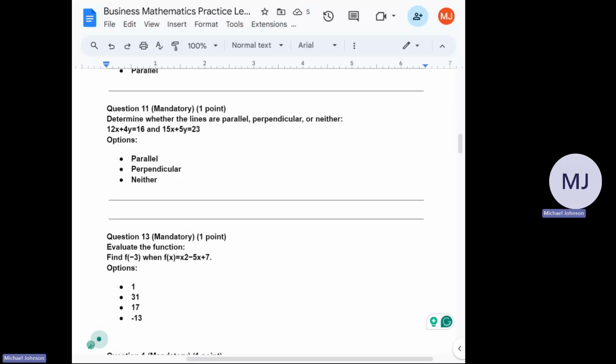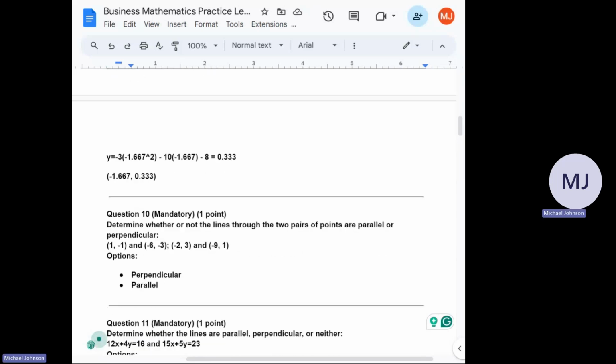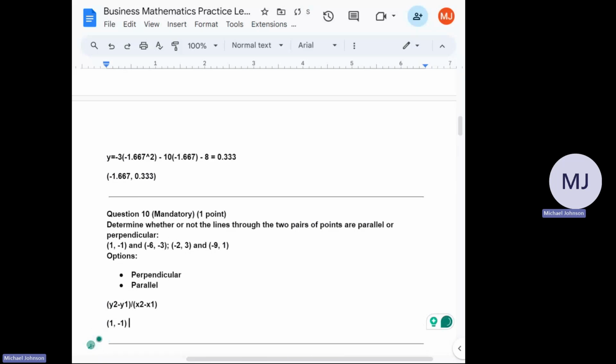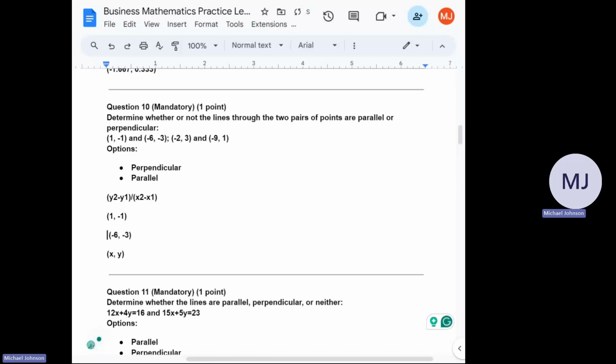And then for the next question, how we determine if it's parallel or perpendicular, we would have to determine the slope of each. So to determine the slope, we got to do y2 minus y1 divided by x2 minus x1. So for the first one, 1 comma -1, -6 comma -3. They're in the form of x comma y. In this case, we set this one to be x1 comma y1, and this one to be x2 comma y2.